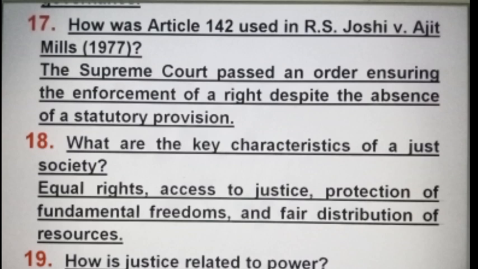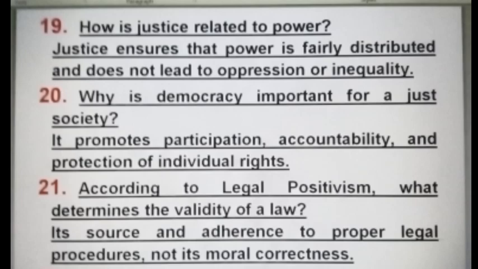What are the key characteristics of a just society? Equal rights, access to justice, protection of fundamental freedoms, and a fair distribution of resources. How is justice related to power? Justice ensures that power is fairly distributed and it does not lead to oppression or inequality. Why is democracy important for a just society? It promotes participation, accountability, and a protection of individual rights.